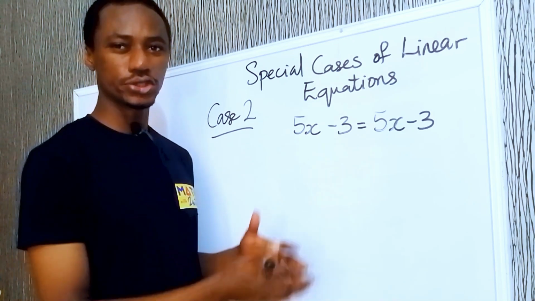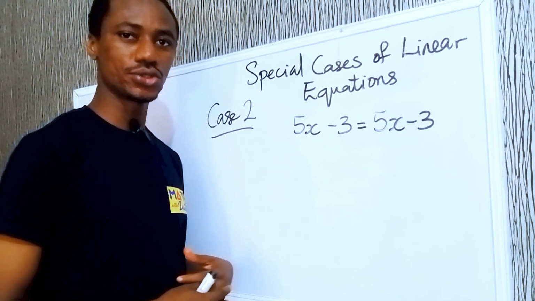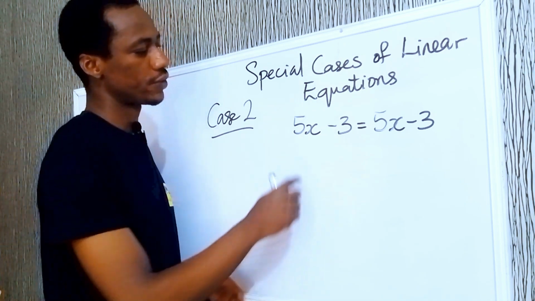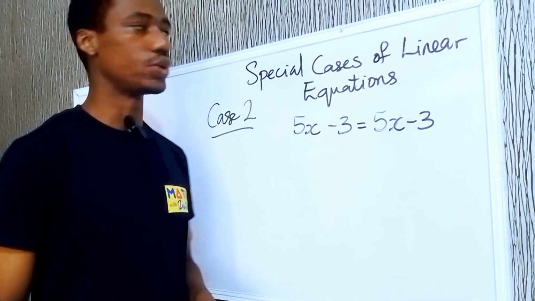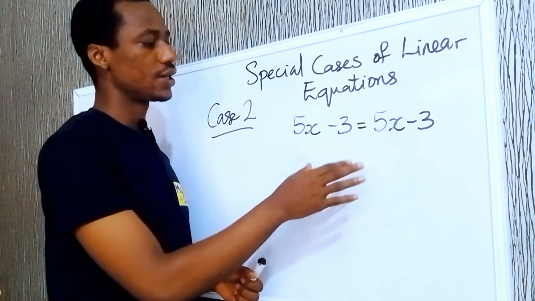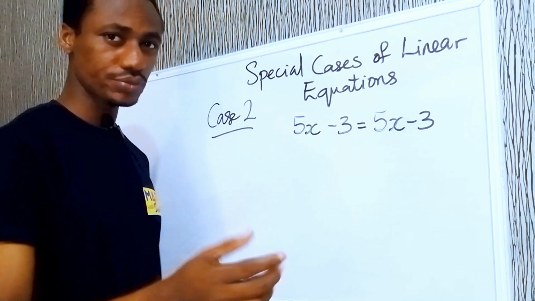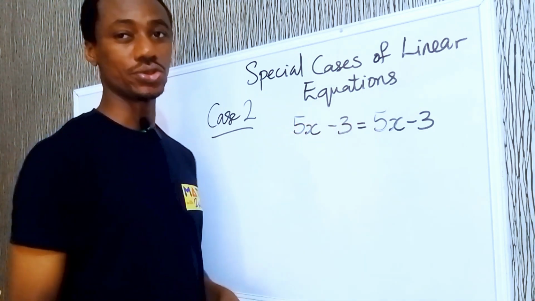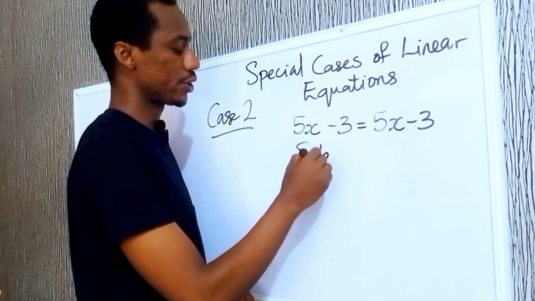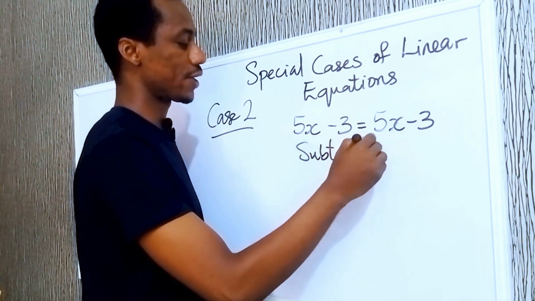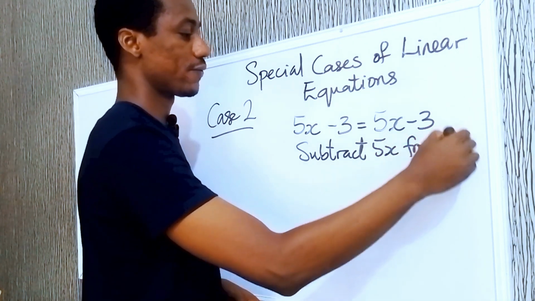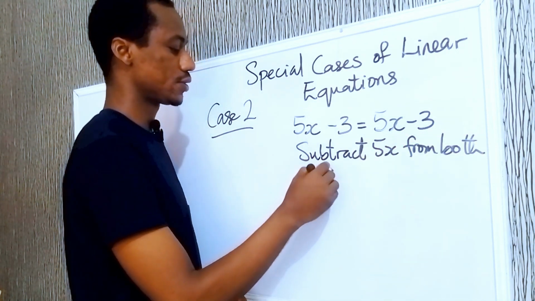Alright, once you have something like this in your solution or during your solving, if you get to a point like this, you know this is a special case where you have the same thing on the left hand side as what you have on the right hand side. Okay, if you subtract 5x from both sides.